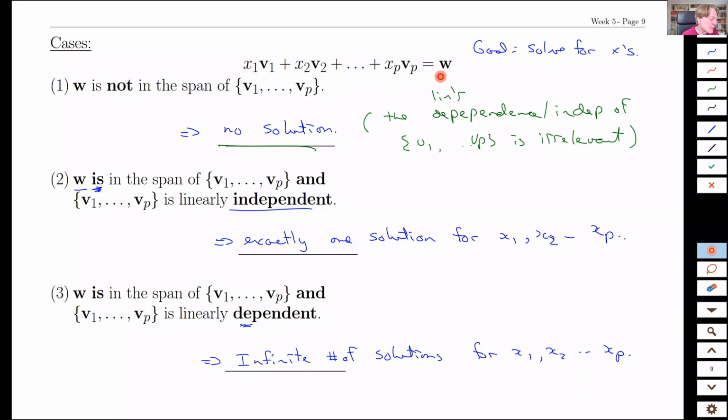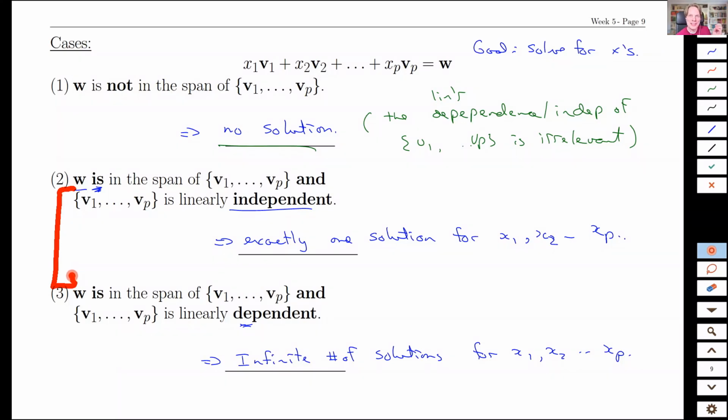So we've got a vector equation with a right-hand side as a vector. One case, W is not in the span. And that just means I literally cannot combine these building blocks to get to W. If that's the case, then there's no answer. There's just no solution.